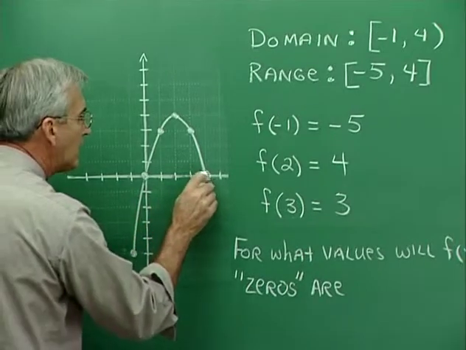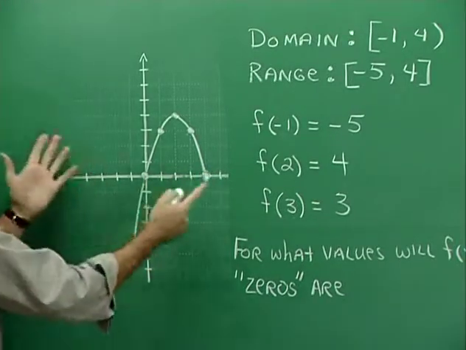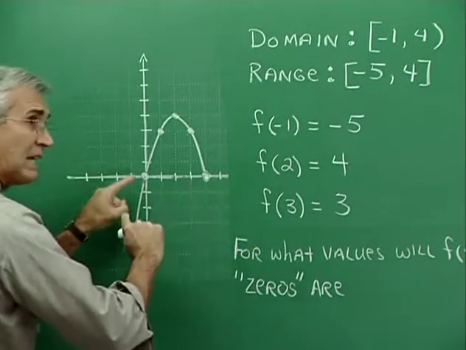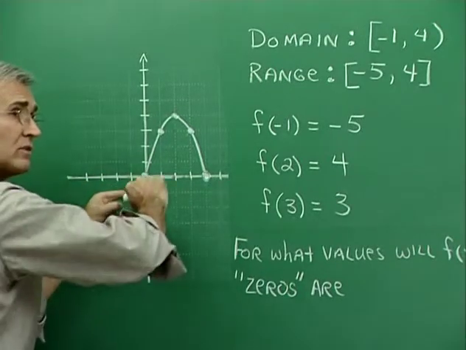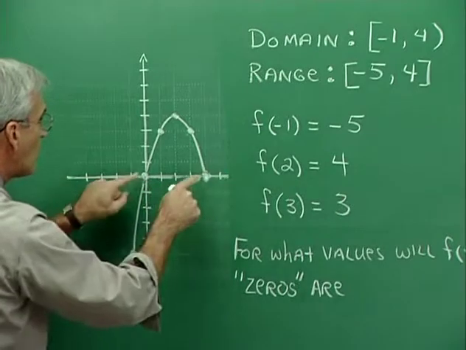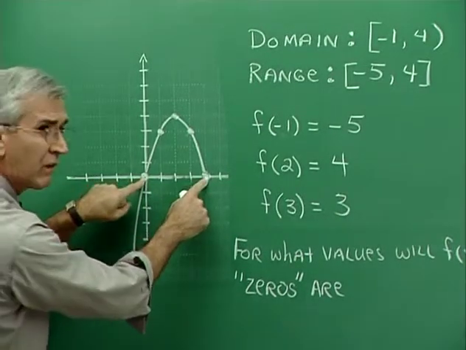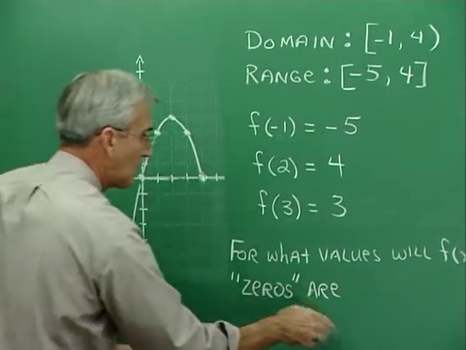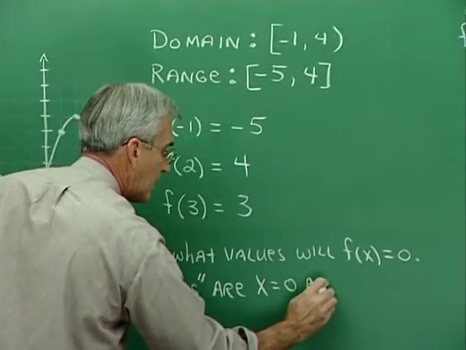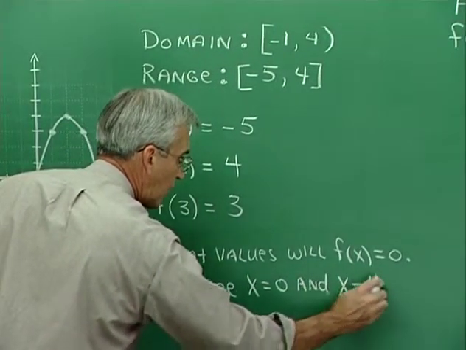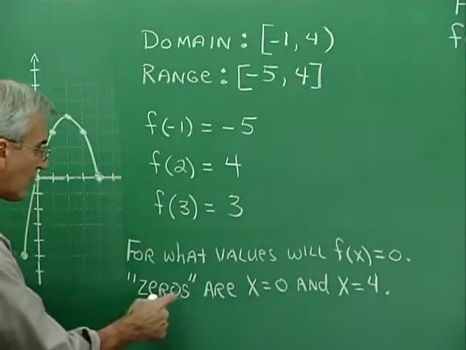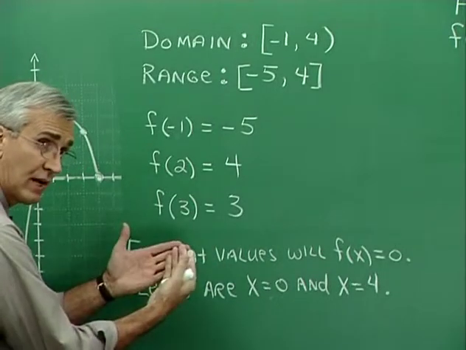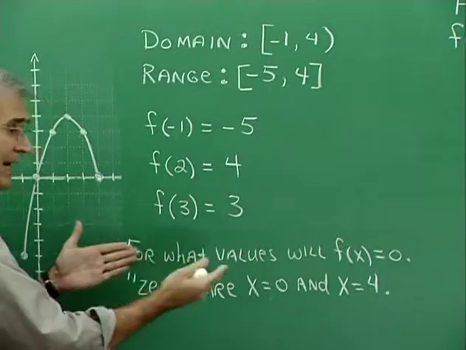Now if this were solid, we would have two zeros. I'll make it solid here just for the discussion, but a 0 means for what value of x is the y value equal to 0. So that happens at the x-intercepts. So the zeros are at the x-intercepts, and the x-intercepts are at x equals 0 and x equals 4. Zeros are x equals 0 and x equals 4. Now I'm emphasizing the idea that zeros are values of x, but they are values of x that give us x-intercepts. X-intercepts and zeros then mean exactly the same thing.